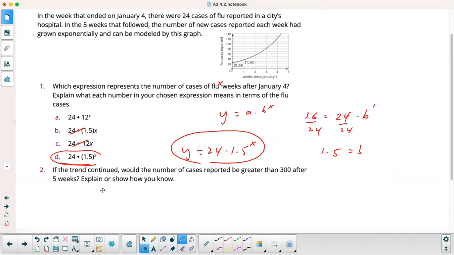All right, if the trend continued, would the number of cases reported be greater than 300 after 5 weeks? And then I found my formula. I can plug in 5 for x, and I'm going to just see what I get. If it's greater than 300, our answer is yes. And I did not get 300. I got 182.25. So the answer would be no.